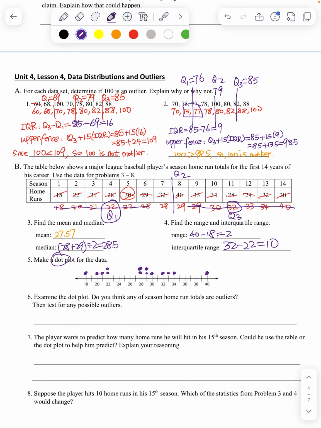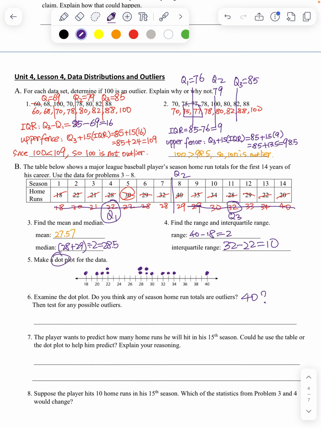Okay, number 6, examine the dot plot. Do you think any of the season home run totals are outliers? Then test for the possible outlier. I'm thinking about this one. Because look, here is a group of data, right? Here's another group. They stay pretty close. So I'm thinking 40 looks like an outlier.